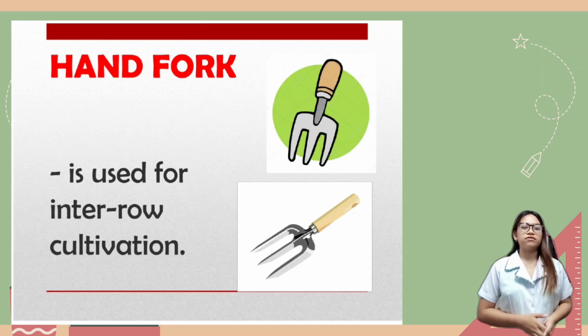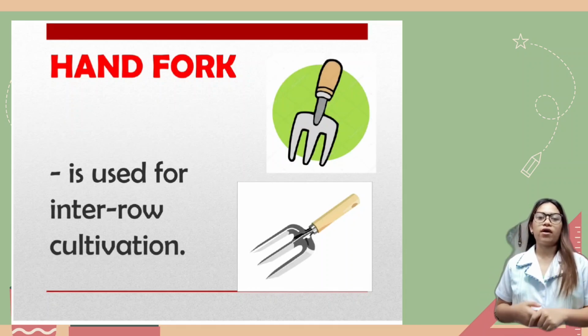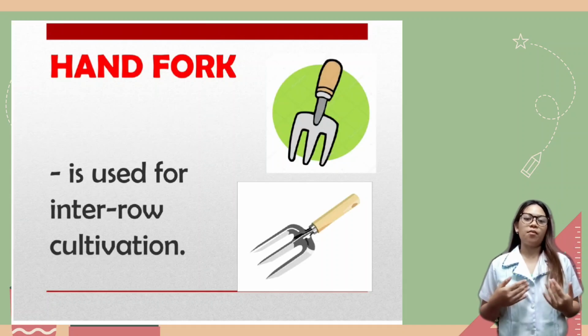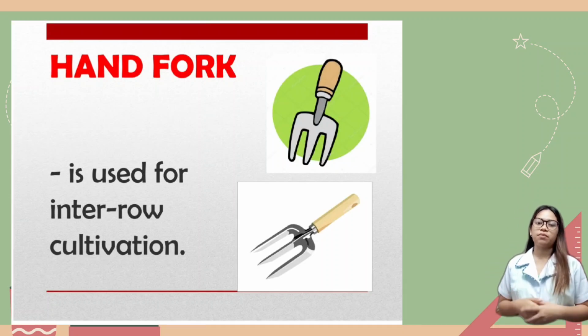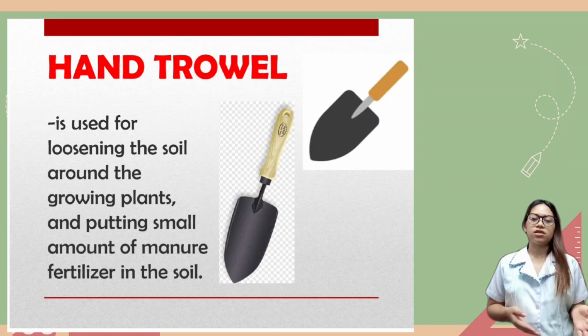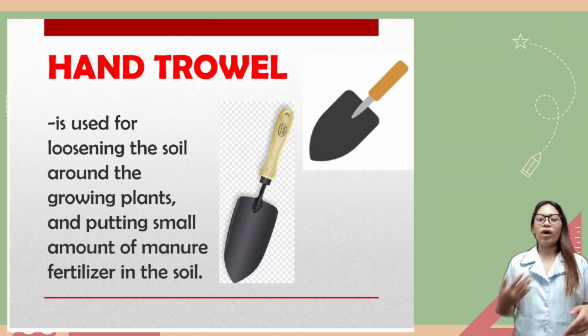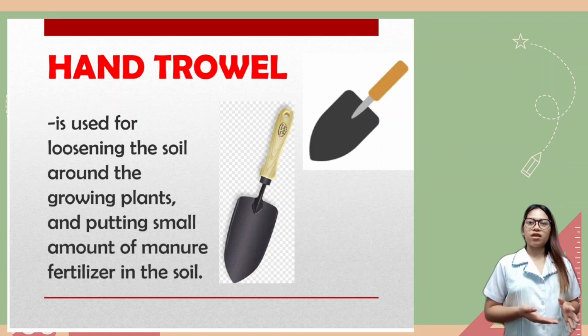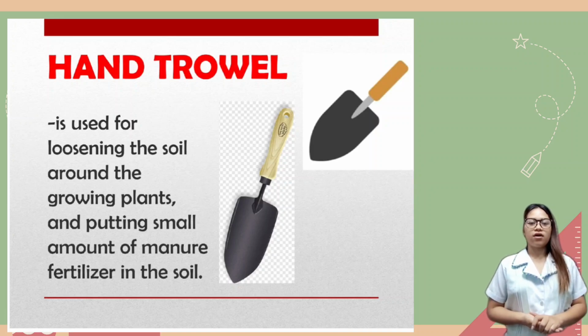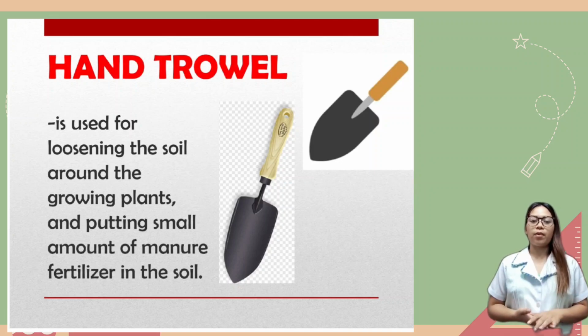So fifth is the hand fork. Hand fork is used for turning and mixing soil. So it is important because it helps farmers work carefully in small areas without damaging plant roots. So next is the hand shovel. So it is used for digging small holes and transferring seedlings. So who has an idea why it is important to use hand shovel? Yes? Okay. So yes, it is correct. Thank you. So it helps ensure proper planting and transplanting of crops.